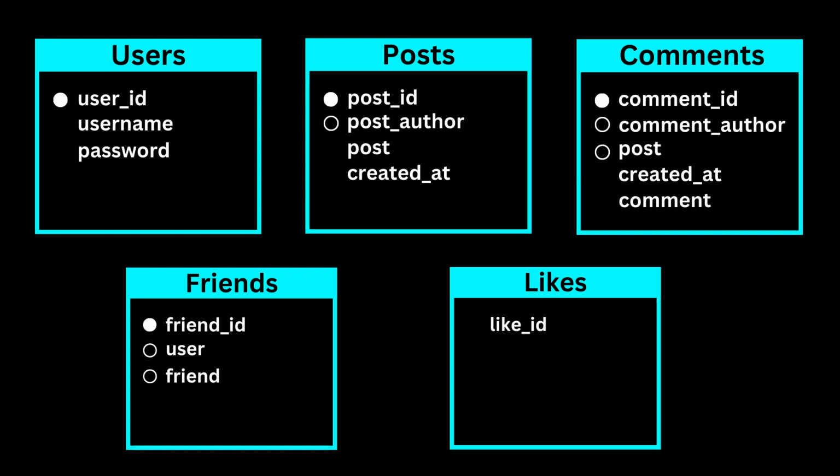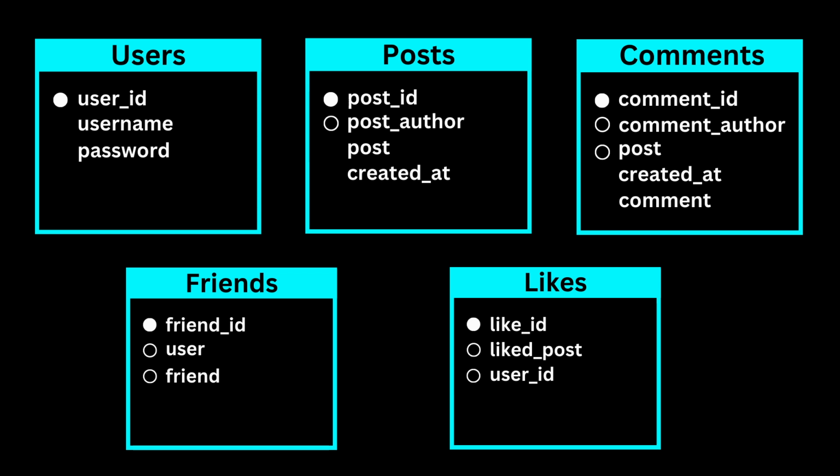A like ID, which is a primary key, a liked post, which points to the post that's liked, and the user ID pointing to, well, the user ID. We called this user ID instead of user because we can't have two foreign keys with the same name. Note user being used in the friends table.